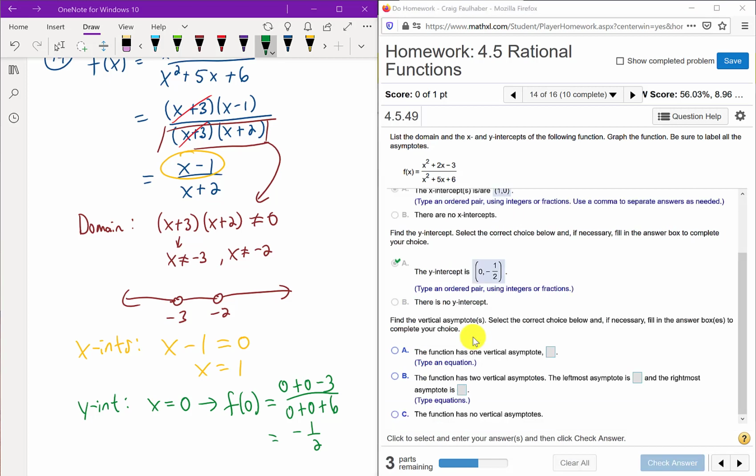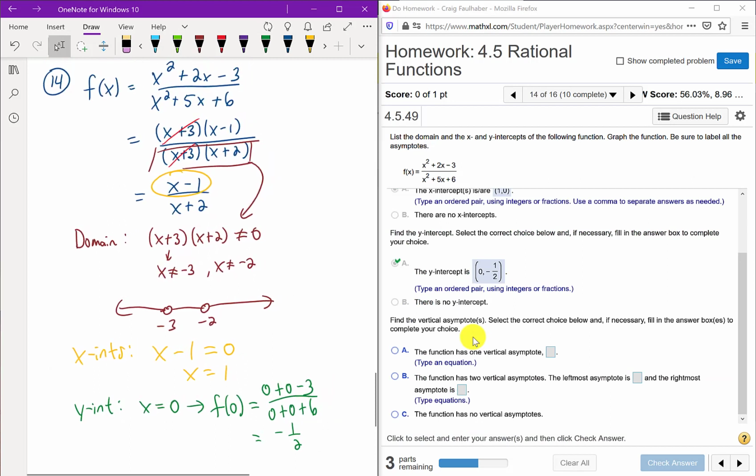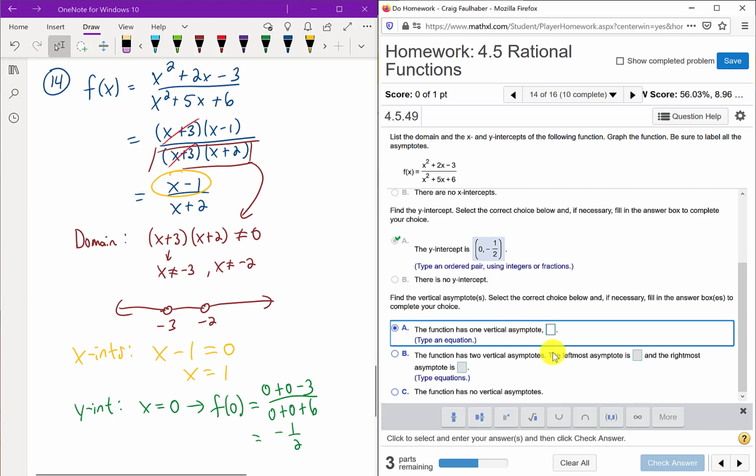As far as vertical asymptotes are concerned, what we can do is look at our simplified version of our function, and look at the denominator. The denominator is x plus 2, so that's going to give us a vertical asymptote of x equals -2.